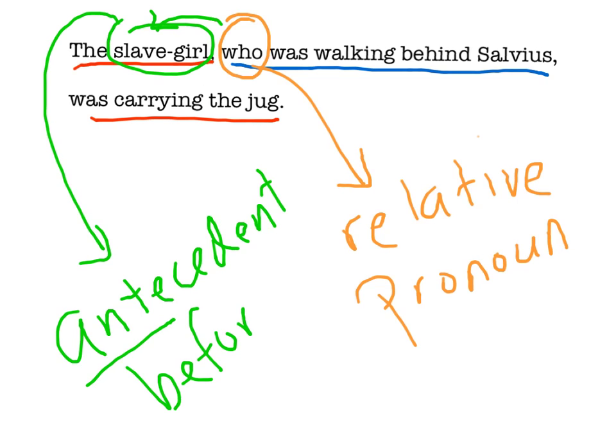You can think of the antebellum South, the South before the Civil War, or in poker, when you ante up, that's the bet you put down before the game begins. So you can see why antecedent would be a good name for the slave girl, because it comes pretty much always directly before the relative pronoun.